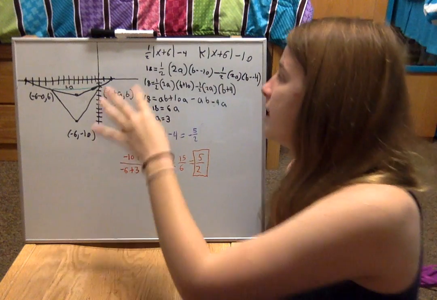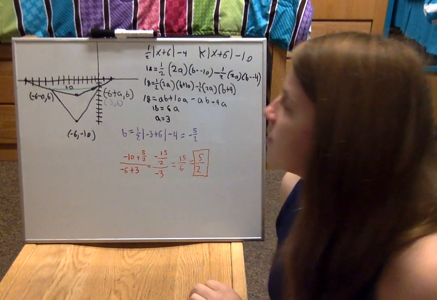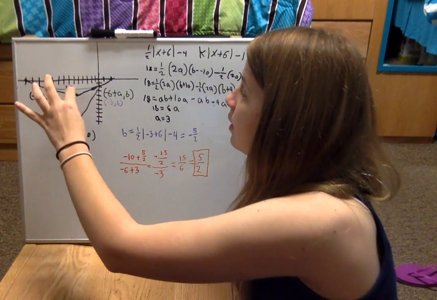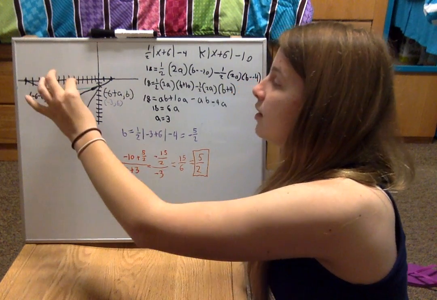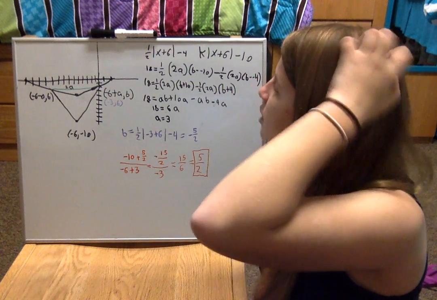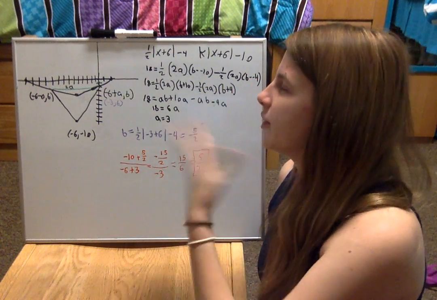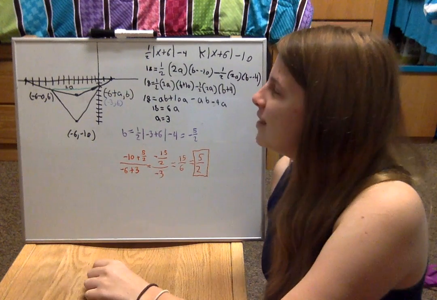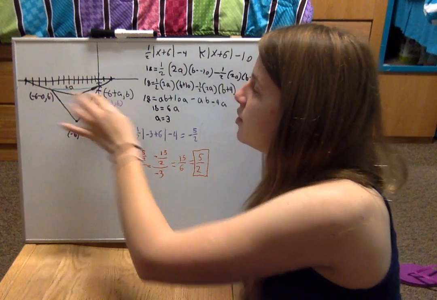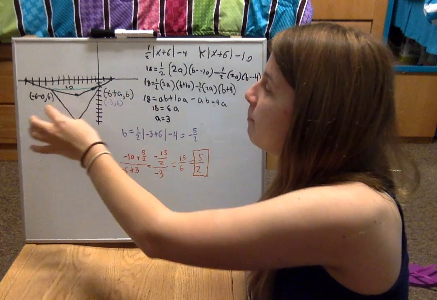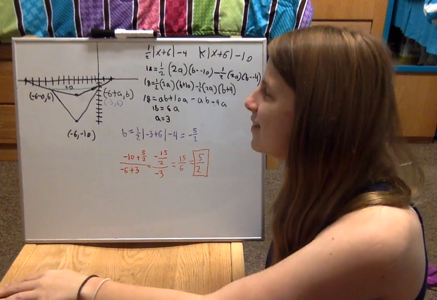And then I knew the area was 18, and I also knew that the area was going to be equivalent to this triangle minus the little triangle here. So I made an equation for that. So I knew that this base was 2a, since a minus -a is 2a.